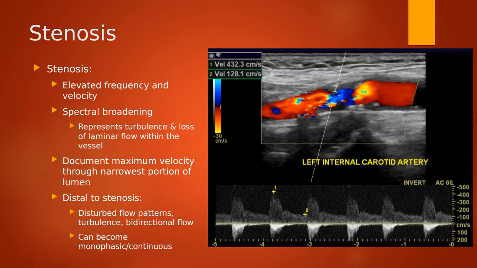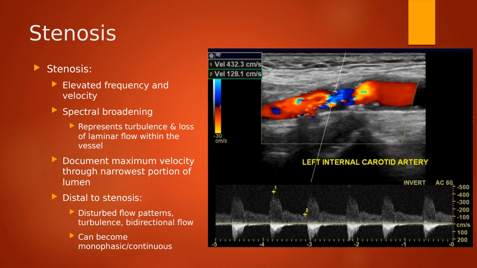So stenosis. If we see narrowing of a vessel, what are we looking for and what is it going to look like on our pulse wave Doppler? We know inherently we're going to see an elevated velocity and frequency. We're going to see spectral broadening. That waveform is going to get filled in. It's going to be ugly. It's going to represent turbulence and loss of that normal, healthy laminar flow within that vessel.